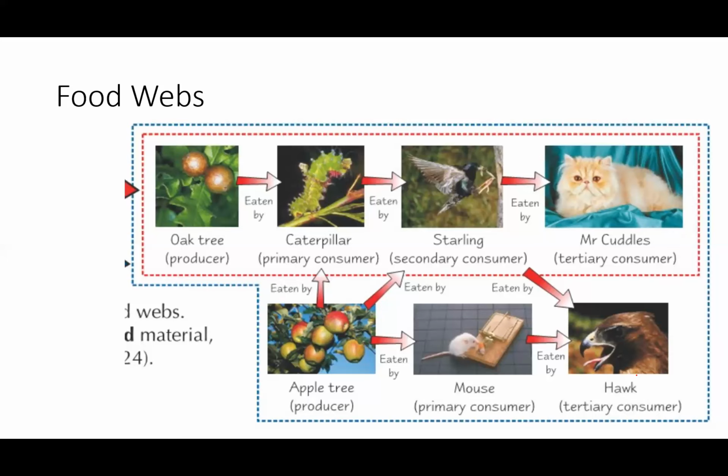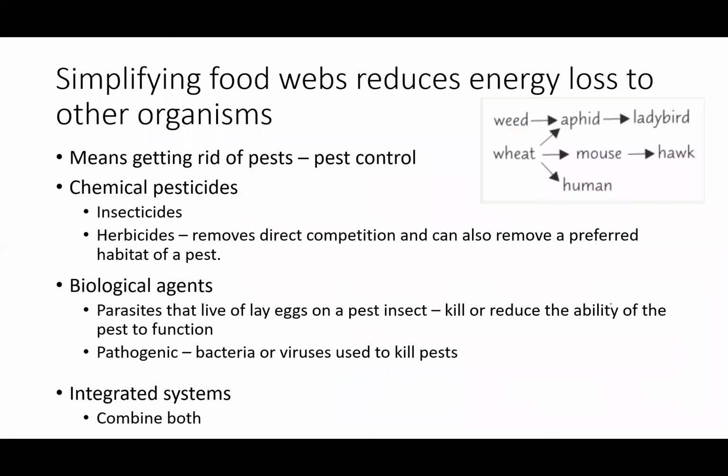So most farming practices, all they do is they aim to increase the amount of energy that is available for human consumption. And there's actually lots of different ways that this can be done, but you just need to know about two of them. The first one is simplifying food webs, and this reduces energy loss to other organisms. So pests, for example, can be reduced.